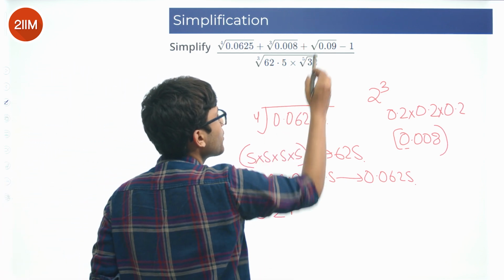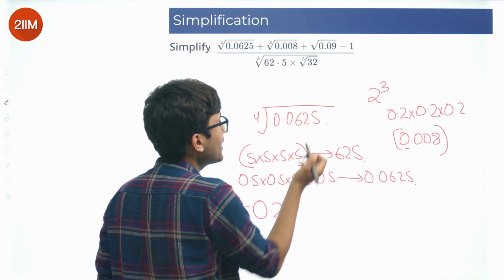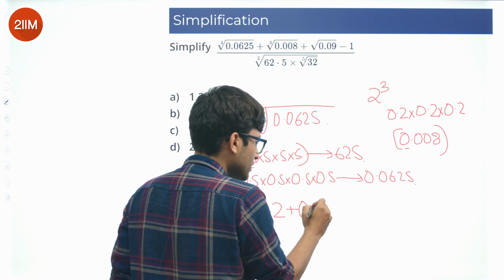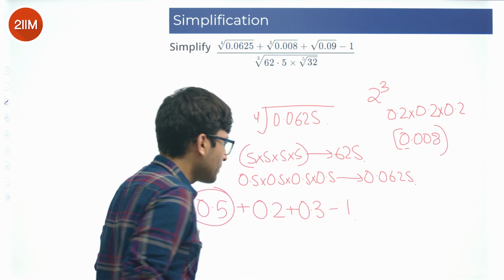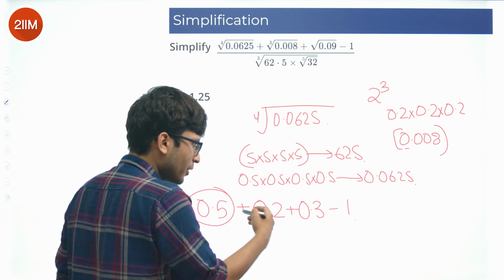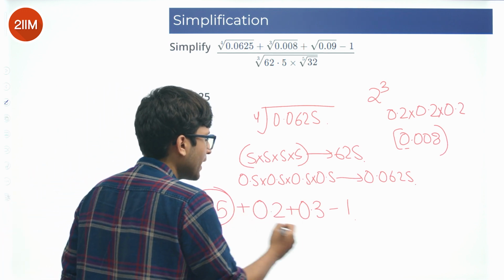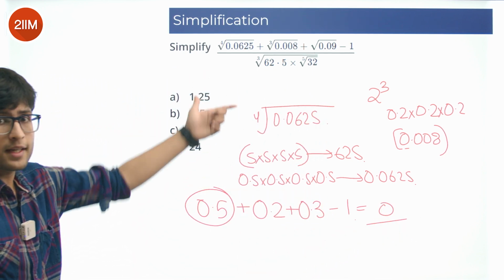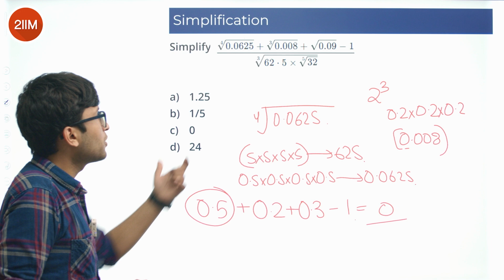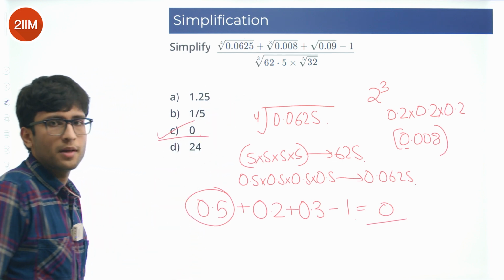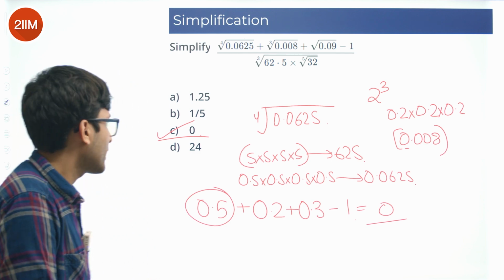And the third value is 0.09, but this time we have to take the square root. 9 is also familiar. 0.3 whole square is 0.09. So 0.3 minus 1. This would be my numerator. What would be the value? Let's see. 0.5 plus 0.2 plus 0.3 is 1, minus 1. Oh, directly perfect. Good for us. The best part is the numerator is turning out to be 0. So I don't even need to calculate the denominator. I directly know my answer is option number C, which is 0. Great.